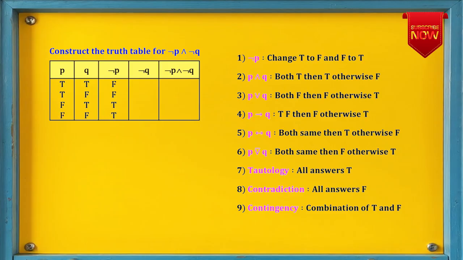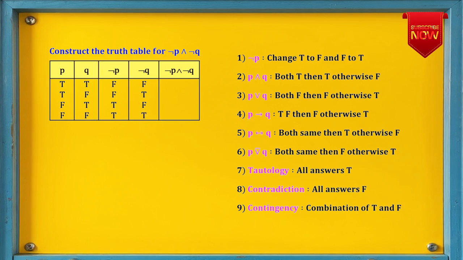Similarly, next column, not Q. We have Q. Here also we have to use negation, not Q. So see the statement Q, change T to F and F to T. So, first one, T, change it to F. Second, F, change it to T. Third, T, change it to F. Fourth, F, change it to T.